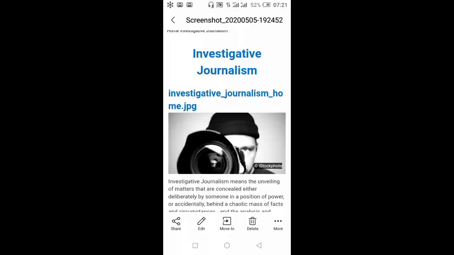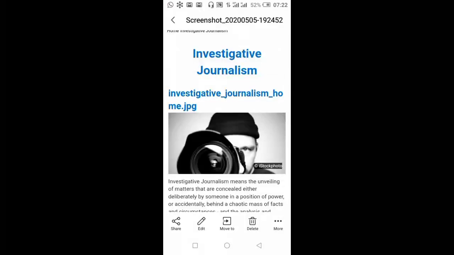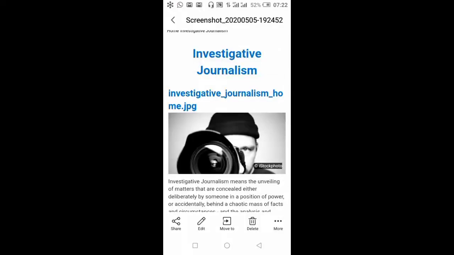Investigative journalism. Now, when we talk about investigative journalism, as a foundation level student, you should have an idea of what investigative journalism is all about. From the word investigate, it means to inquire. You are finding out something. You are trying to uncover something.